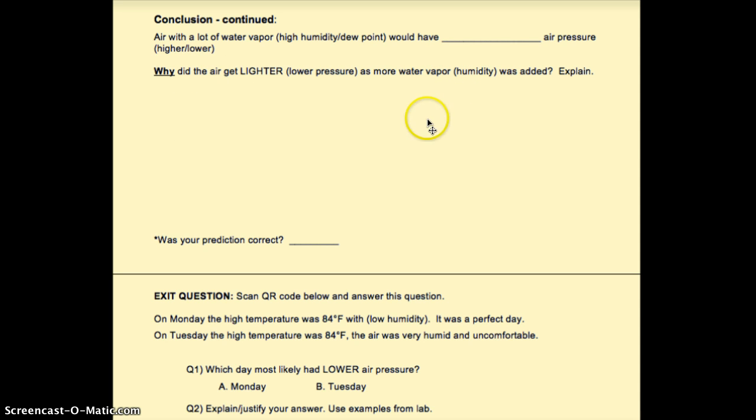Try to write in complete sentences. Use the numbers from your lab you just did, and then was your prediction correct? When you're finished with that, you do have an exit question for lab, and then please return this yellow sheet, turn in this yellow sheet to the bucket under the TV.